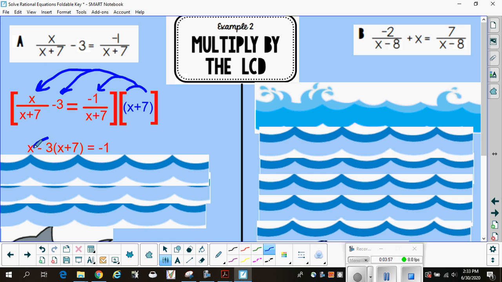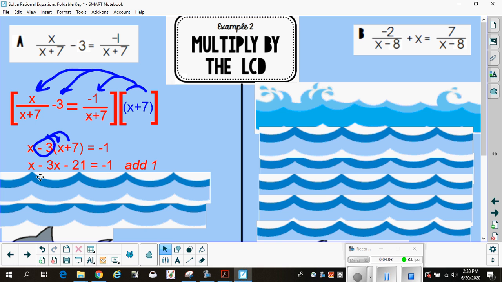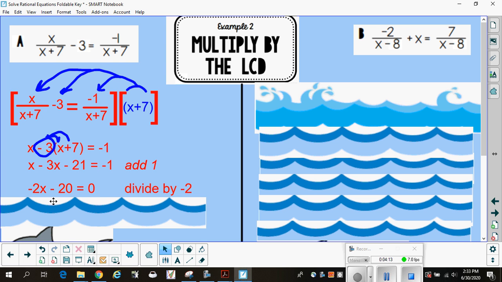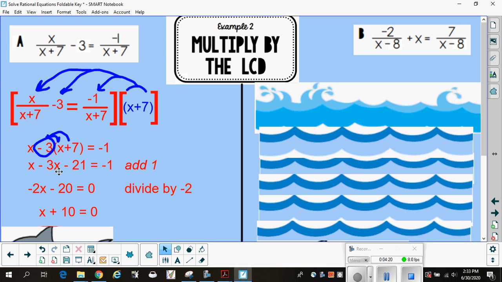Now I'm going to distribute the negative 3. Make sure that you distribute the negative. And you wind up with x minus 3x minus 21 equals negative 1. Add 1 to both sides. And now I'm going to divide both sides by 2. Oh, and up here, by the way, I combined my x minus 3x. You don't have an x squared. And now I've got x plus 10, and I wind up with x is equal to negative 10. A quick look, negative 10 works just fine.